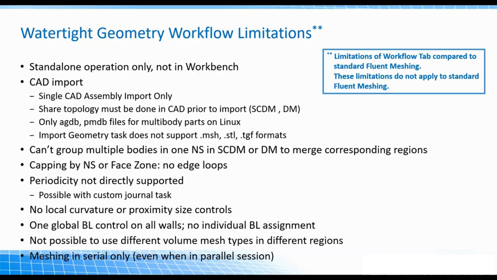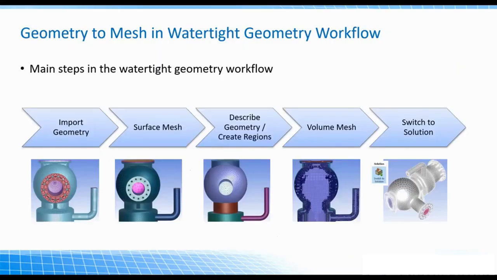It's also not possible to use different volume mesh types in different regions. So if you want, say, in one volume of your domain a tet-filled mesh, and then another volume you want like a hex mesh, you can't do that. Unfortunately, you get one volume mesh type throughout your entire geometry. And finally, meshing is available in serial only. You can't do parallel meshing in Fluent yet.